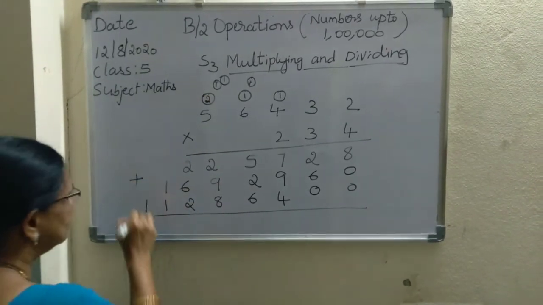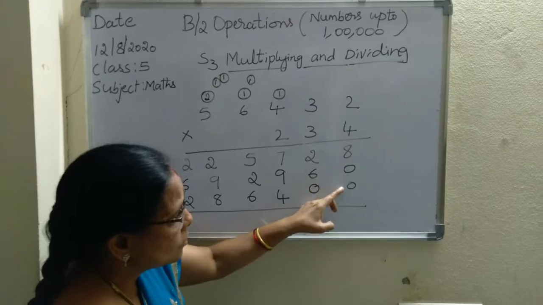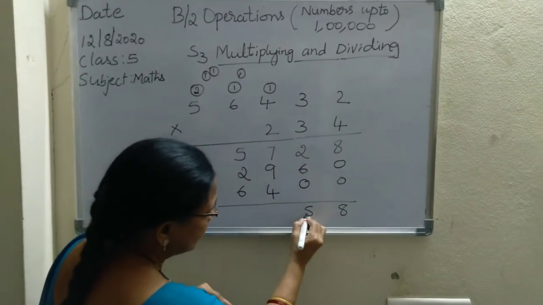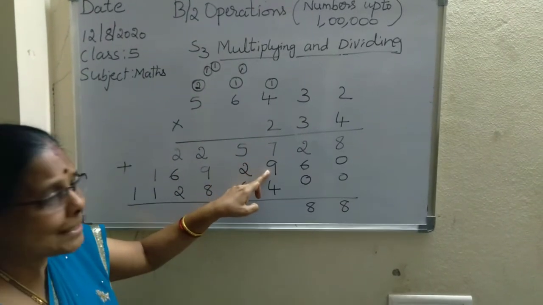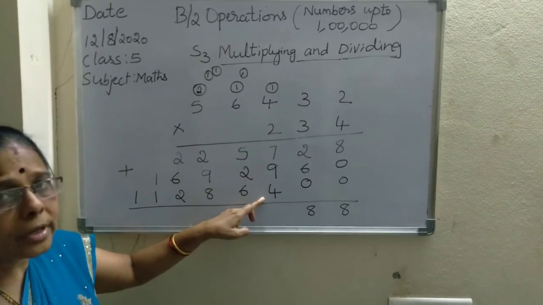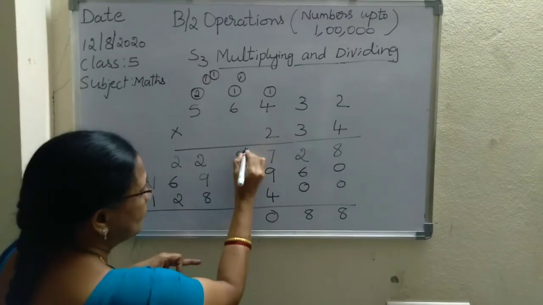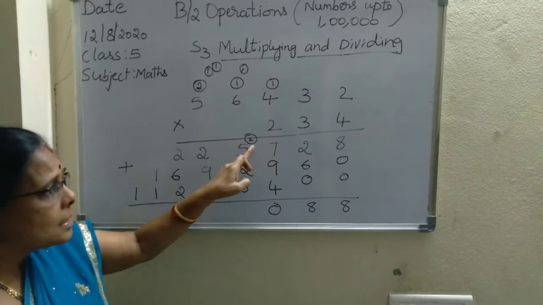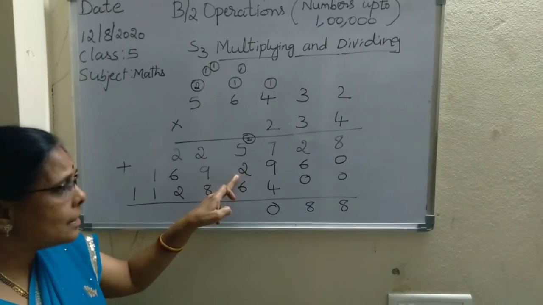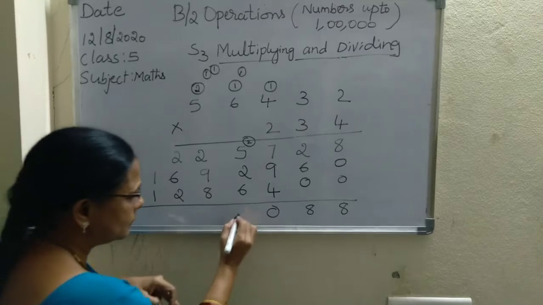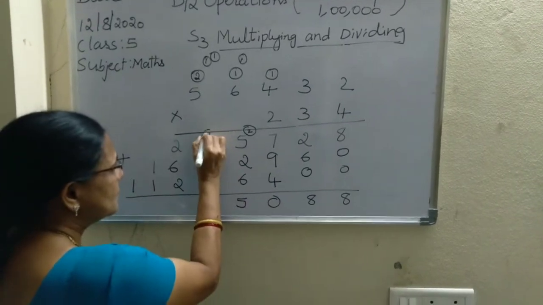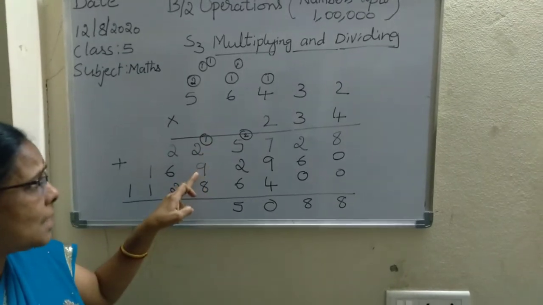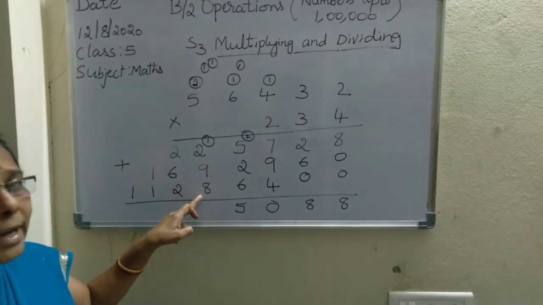Now add this. 8 plus 0, 0 is 8. 2 plus 6 is 8. 7 plus 9 is 16. 16 plus 4 is 20. 2 carry. 5 plus 2 is 7. 7 plus 2 is 9. 9 plus 6 is 15. 2 plus 1 is 3. 3 plus 9 is 12. 12 plus 8 is 20.